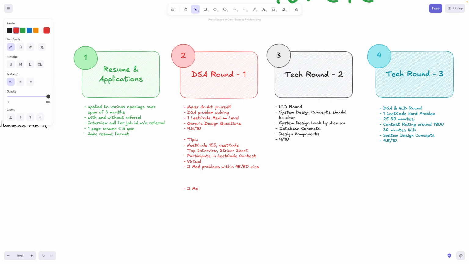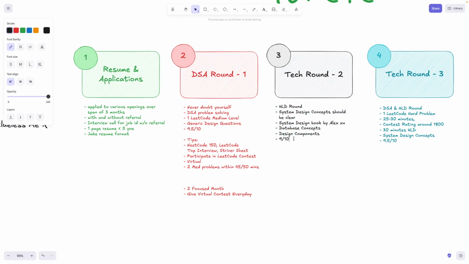So spend 2 focused months on revising and practicing in LeetCode contests. Give a virtual contest every day, right? And then, once you have done these 2 months, and once you are confident in DSA, coming to your HLD, right?